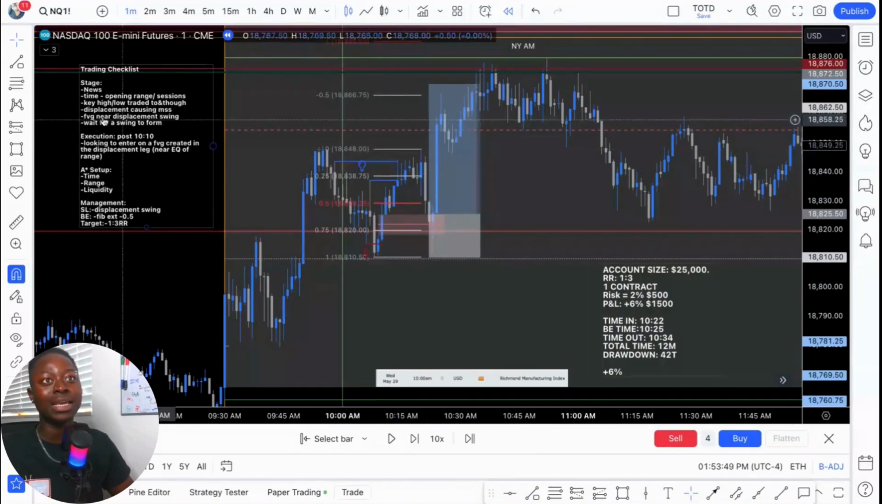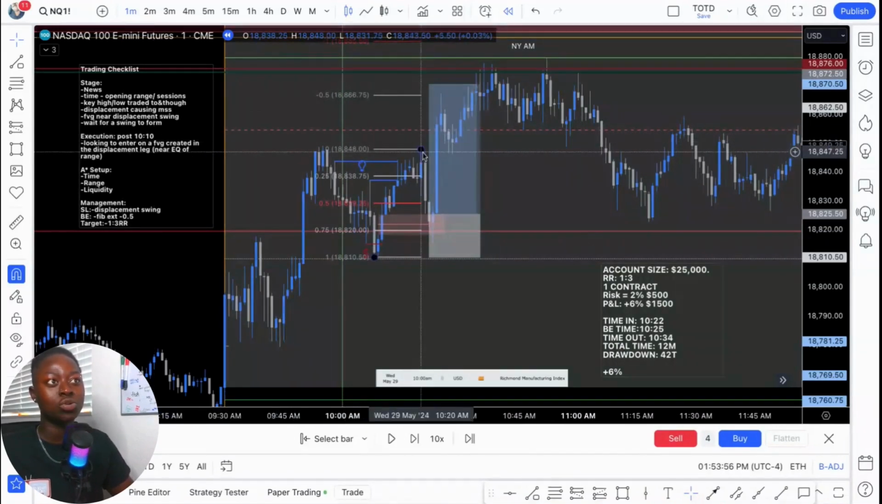The displacement leg has a fair value gap busy near the swing low. We're waiting for a swing high to form to anticipate execution. We had the swing high confirmed after this candle closure. Confirmed the swing high. We have a fair value gap busy near the 50% of the range.